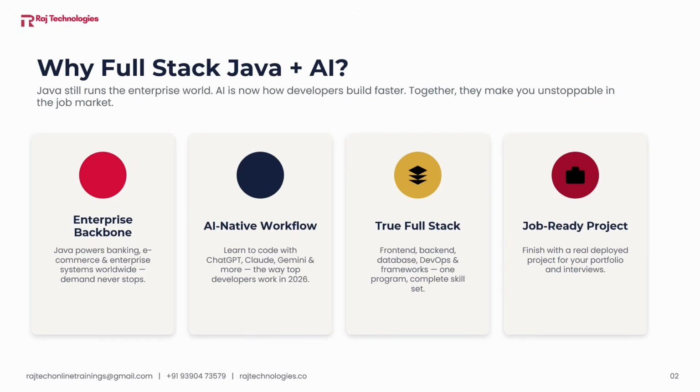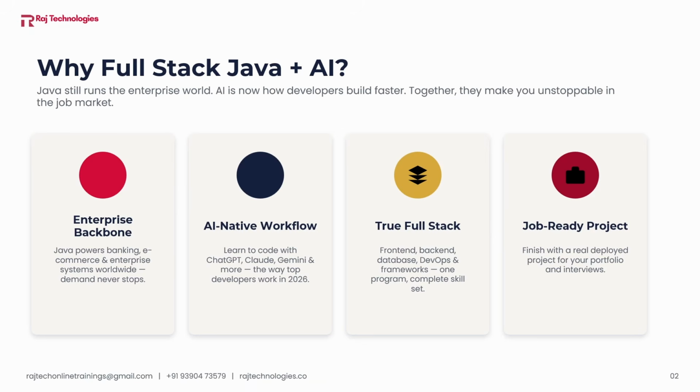Why full stack Java plus AI? Java still runs the enterprise world. AI is now how developers build faster together. They make you unstoppable in the job market. So Java is the enterprise backbone. Many of the projects like banking, e-commerce and enterprise systems worldwide demand never stops.